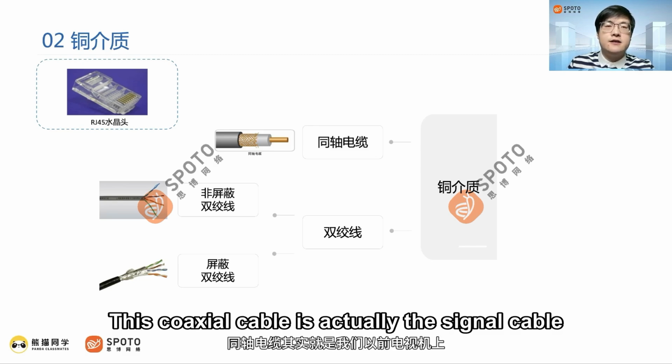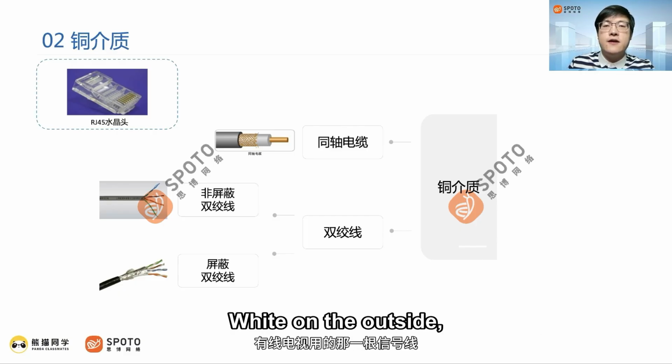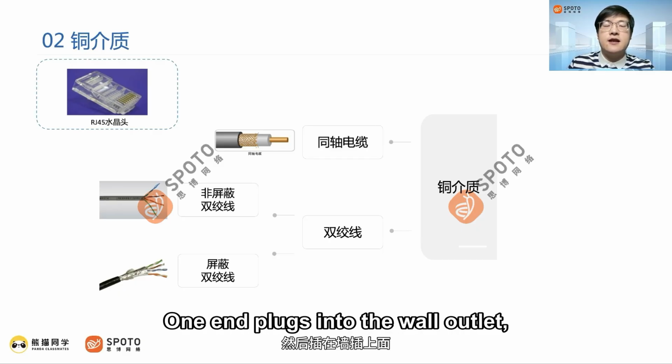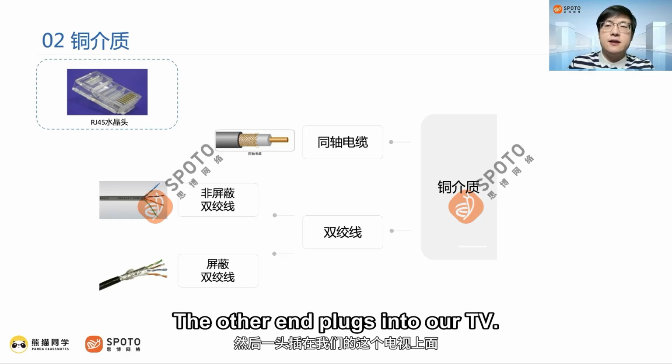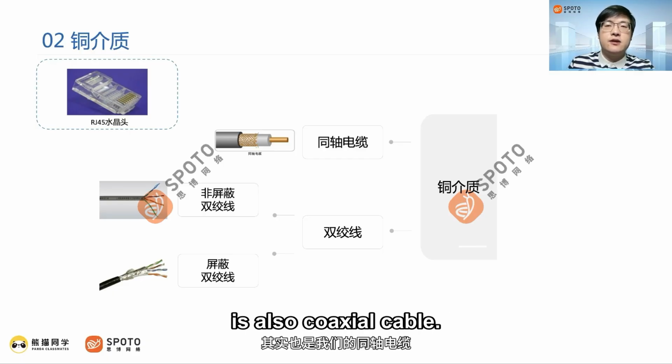This coaxial cable is actually the signal cable used for cable TV on our old televisions. White on the outside, with a copper wire in the middle. Both ends need connectors. One end plugs into the wall outlet. Right, the other end plugs into our TV. This includes satellite dishes. Right, the cable coming out is also coaxial cable.